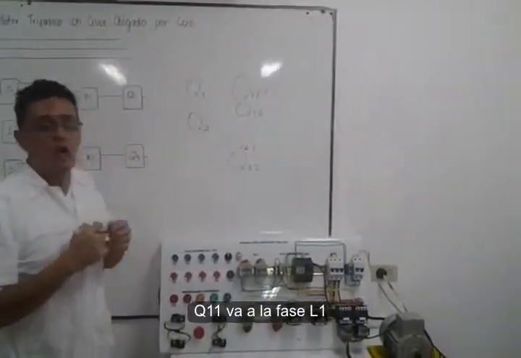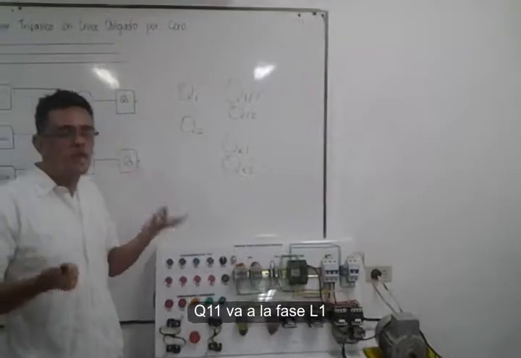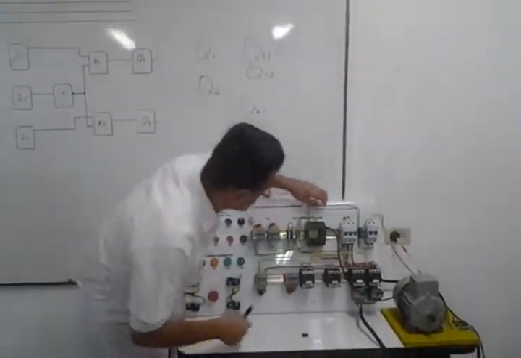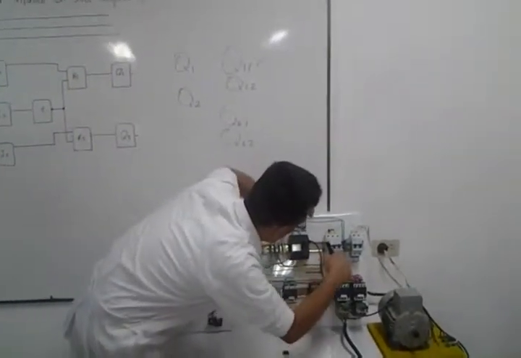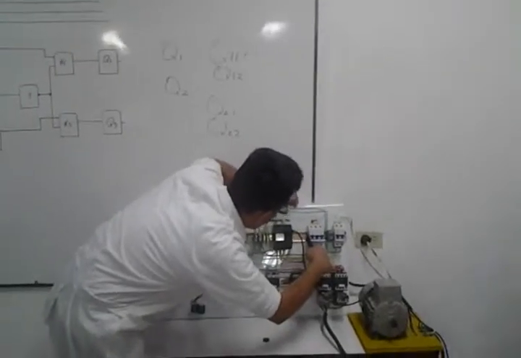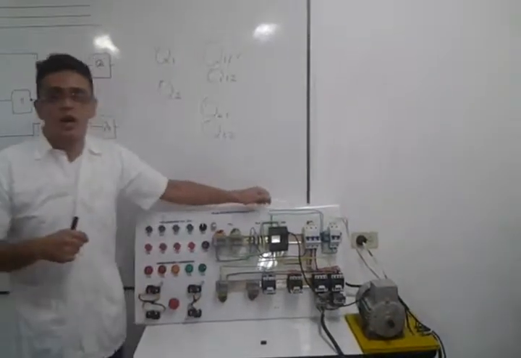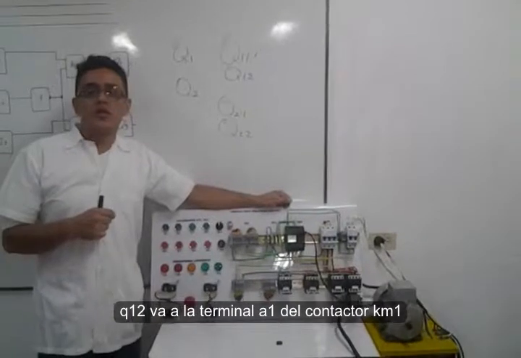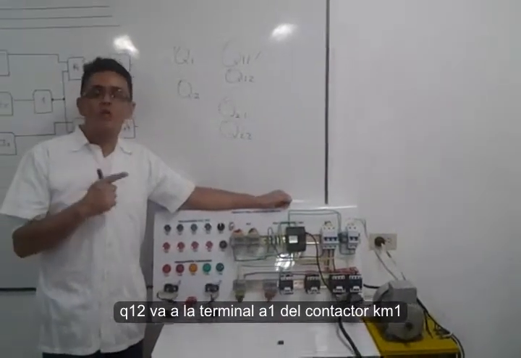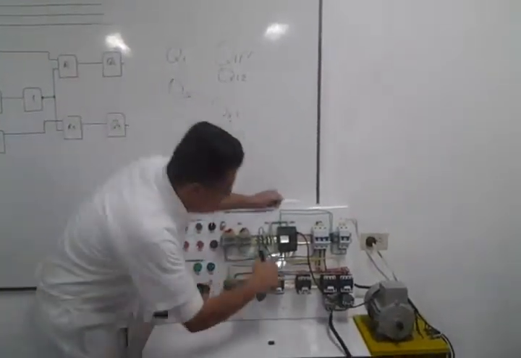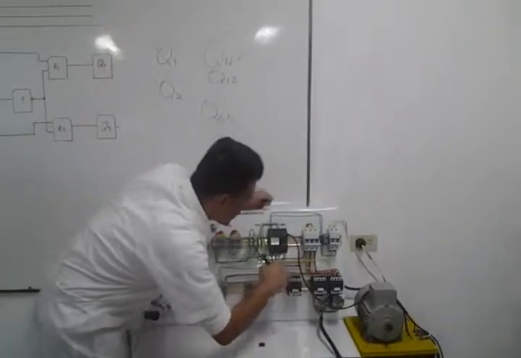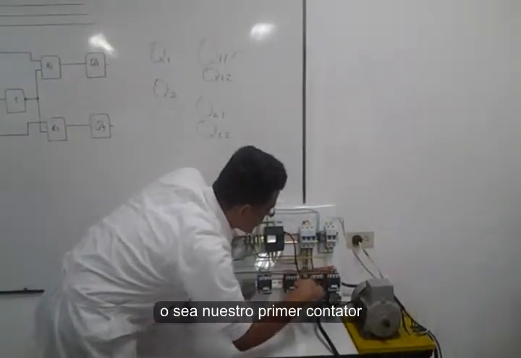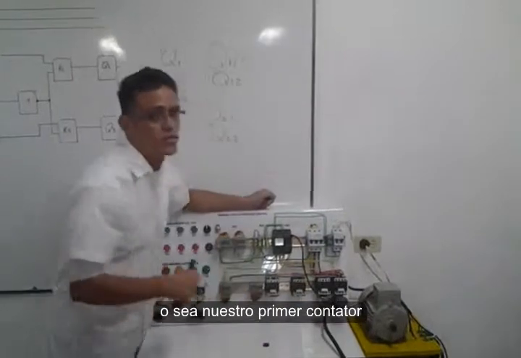Let's see first. Q11 goes or will face L1. Alright. Q12 goes to the A1 terminal of the contactor. That is our first contactor.